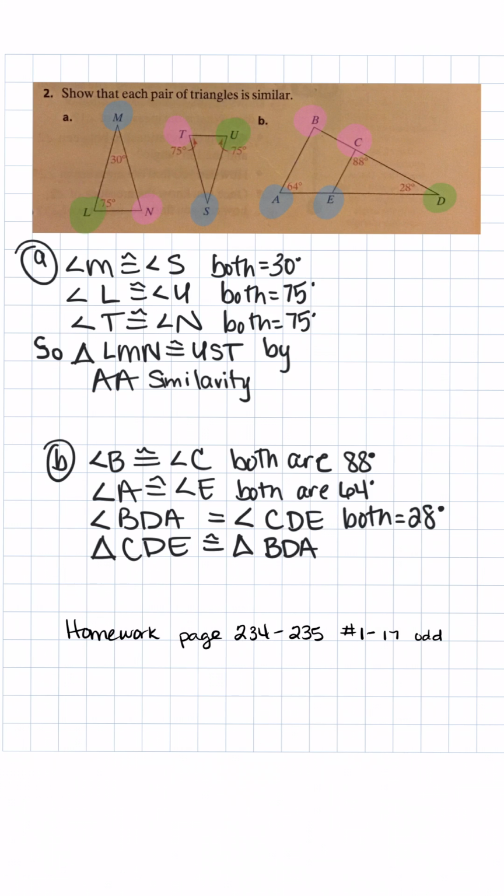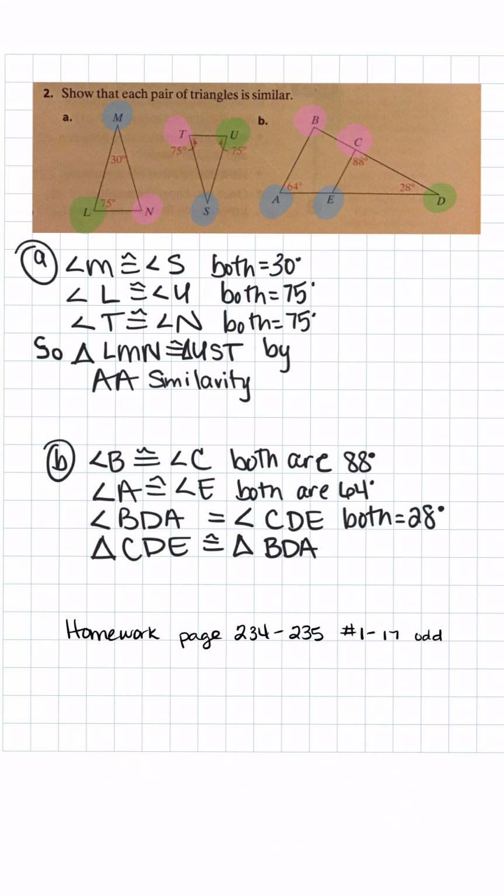Okay, so for A, you should have had that angle M is congruent to angle S, both equal 30 degrees. Angle L is congruent to angle U, both equal 75 degrees. Angle T is congruent to angle N, both equal 75 degrees. So triangle LMN is similar to triangle UST by AA similarity. Angle, angle similarity.